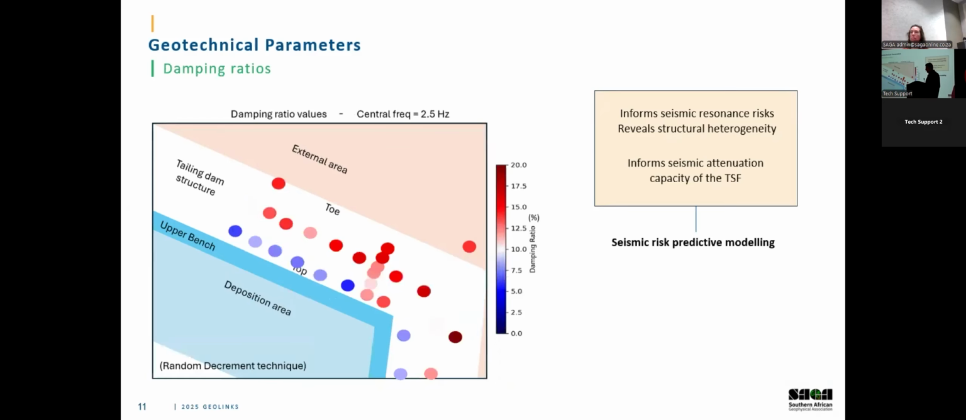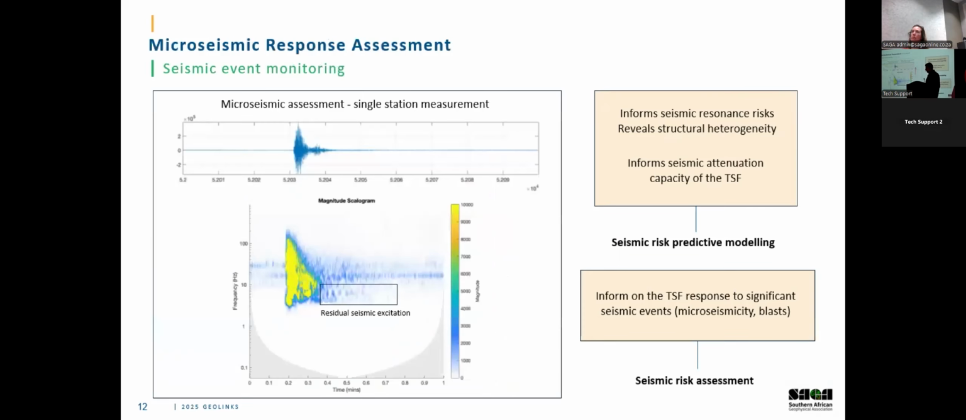So the damping ratios, which we computed here for those resonance frequencies, because they can be computed for any frequency, are also variable across the structure. That helps us with the seismic risk predictive modeling, because those numbers are put into predictive models. And then we can assess any microseismic events with the data that we collect.